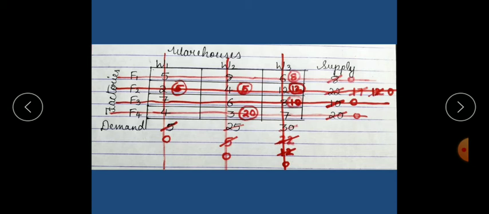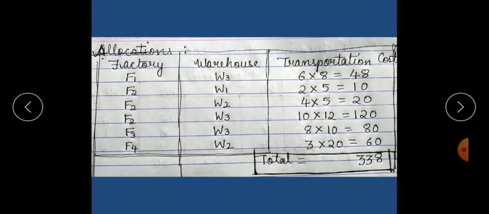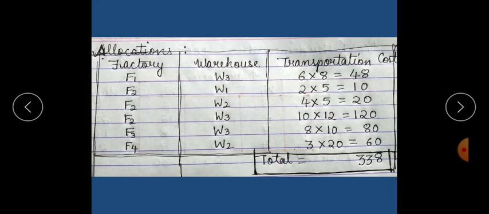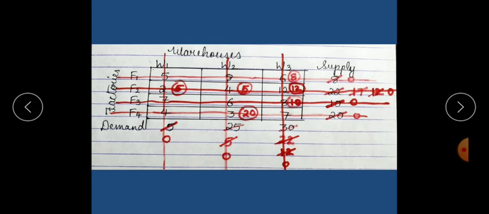The next step is to find out the transportation cost. So I'll draw a table and I'll show how I have allocated. See here, total allocations are 1, 2, 3, 4, 5 and 6. Total 6 places I have allocation. So I'll draw this table: factory, warehouse, transportation cost. Let's go back to factory F1 to W3, the first allocation. What is the transportation cost there?